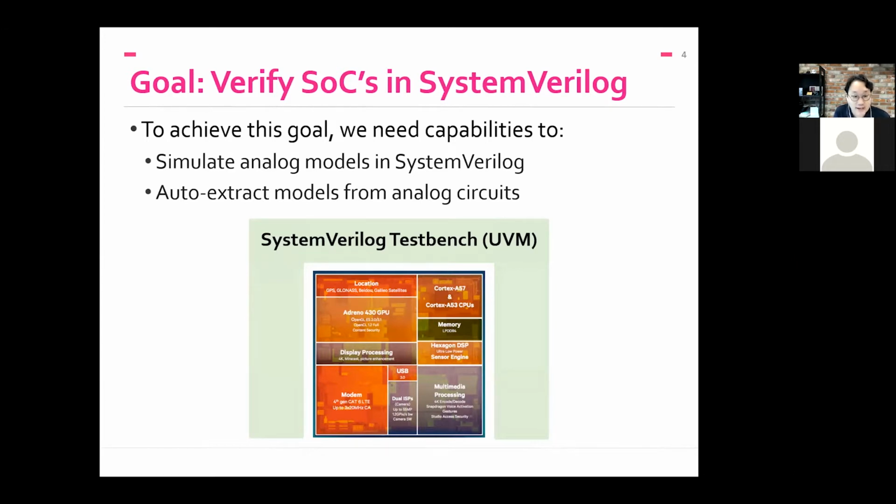To do that, I need to address two capabilities. One is, how do we simulate analog models in SystemVerilog, which is a digital simulator? And second is, how do we get these models? And if possible, we would like to auto-extract these models from the existing analog circuits. And that's really the key topic of today.